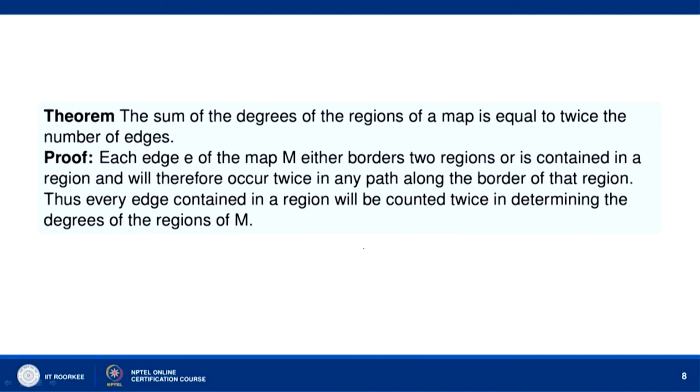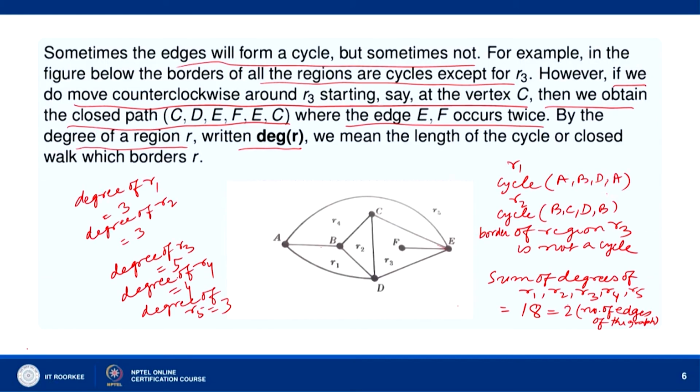Now, let us see the proof. Each edge E of the map either borders two regions or is contained in a region, and will therefore occur twice in any path along the border of that region. Say for example, here you can see this BC. BC is a part of the boundary of this R4, and also it is a part of the boundary of R2. So, it will be counted twice towards the sum of the degrees of the regions.